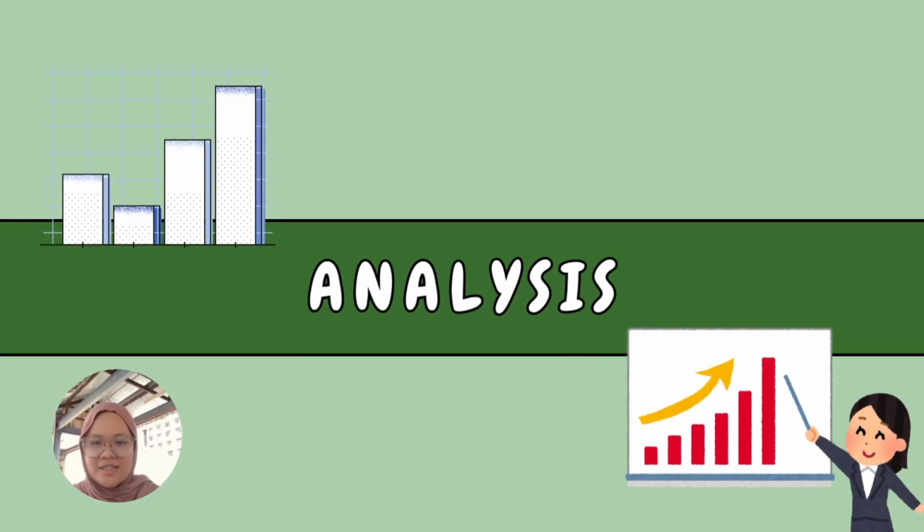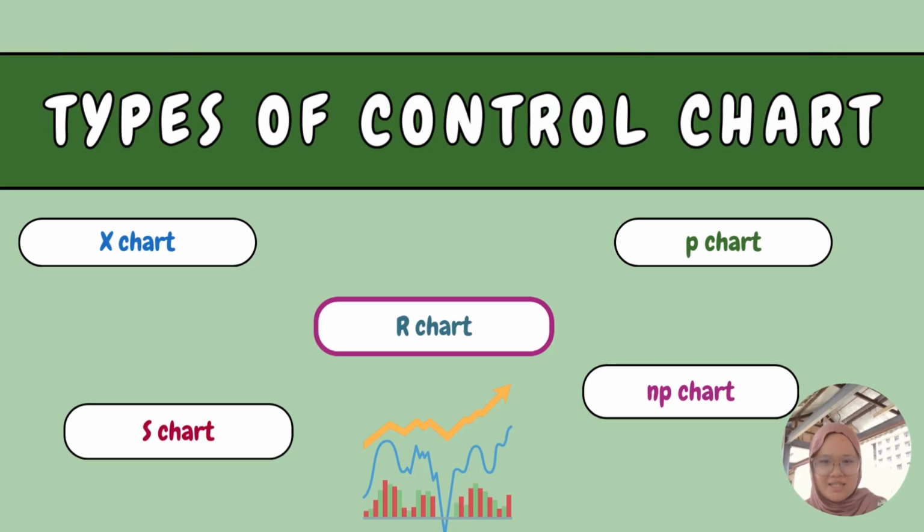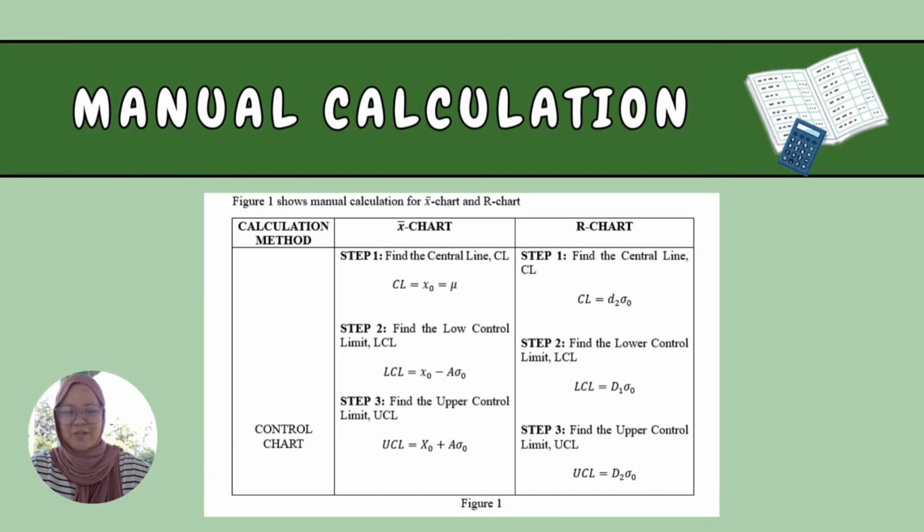For the next slide, the analysis of data will be discussed. The control charts that we use are the X-bar chart, R chart, P chart, NP chart, and S chart. Next, we will move on to the manual calculation. Figure 1 shows the manual calculation for the X-bar chart and R chart. This is the formula that we use to find the value.